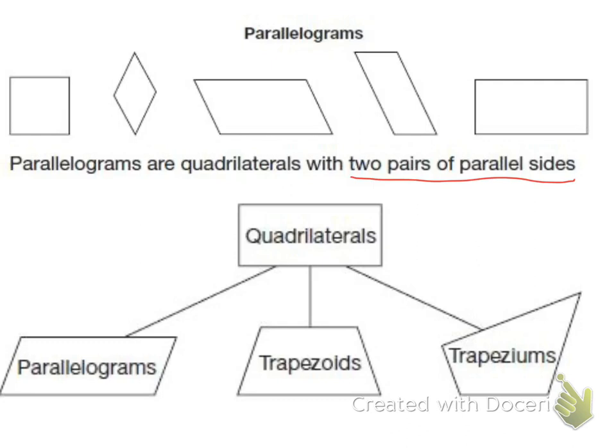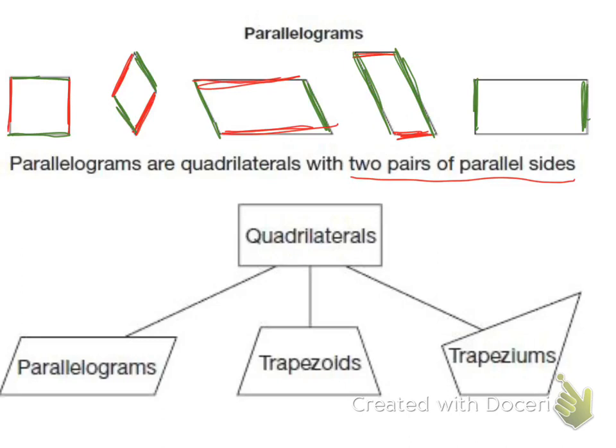We can show those parallel sides here. We have left and right and top and bottom. These have left and right and top and bottom. Do you see how we have 2 pairs? Left and right, and then top and bottom. Parallelograms are quadrilaterals with 2 pairs of parallel sides.